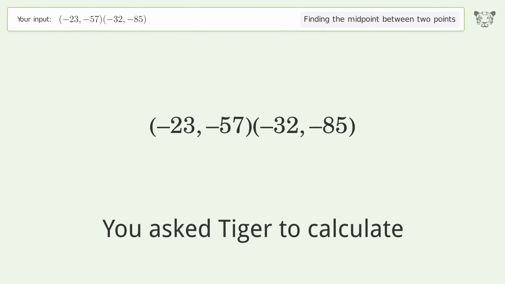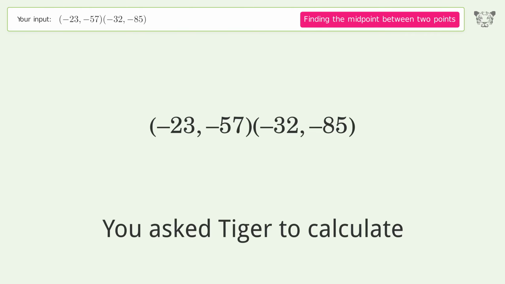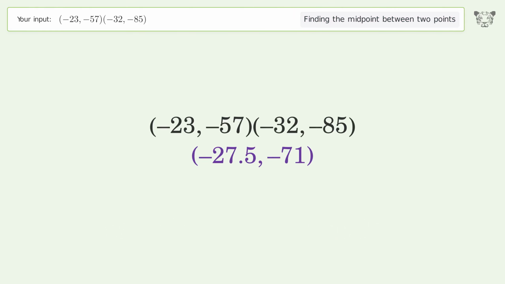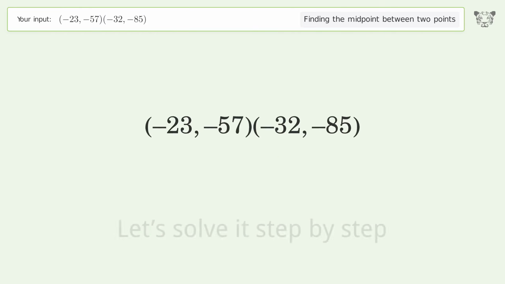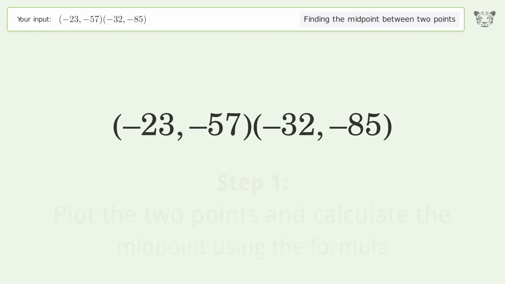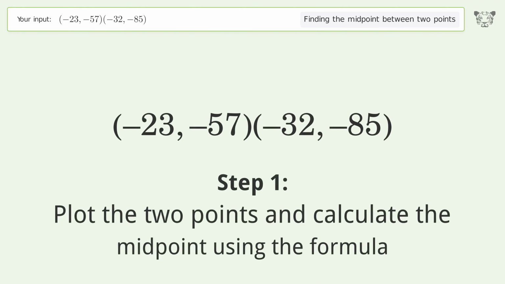You ask Tiger to calculate. This deals with finding the midpoint between 2 points. The midpoint between the 2 points is -27.5, -71. Let's solve it step by step. Plot the 2 points and calculate the midpoint using the formula.